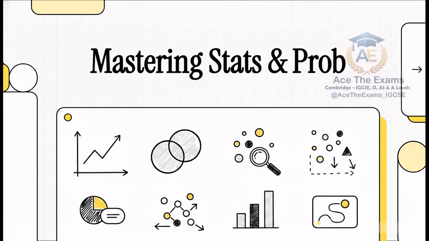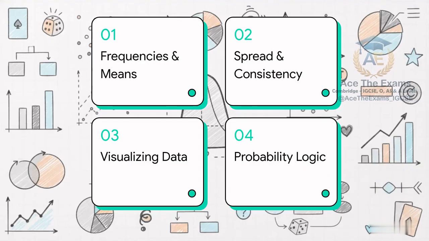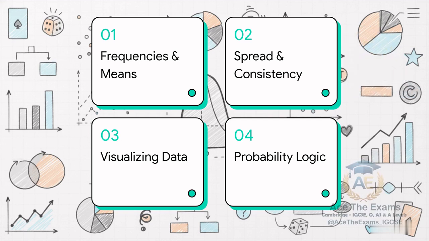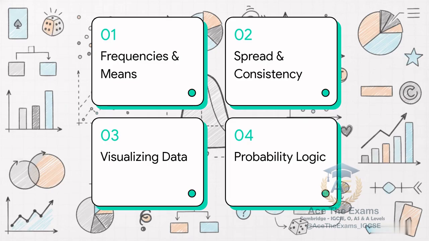All right, let's break this down step by step. Okay, let's dive into this roadmap. We've got a fantastic four-part journey today. 1. Frequencies and unknown means. 2. Measuring spread and consistency. 3. Visualizing data correctly. And 4. Probability without replacement. Let's hit that first concept.